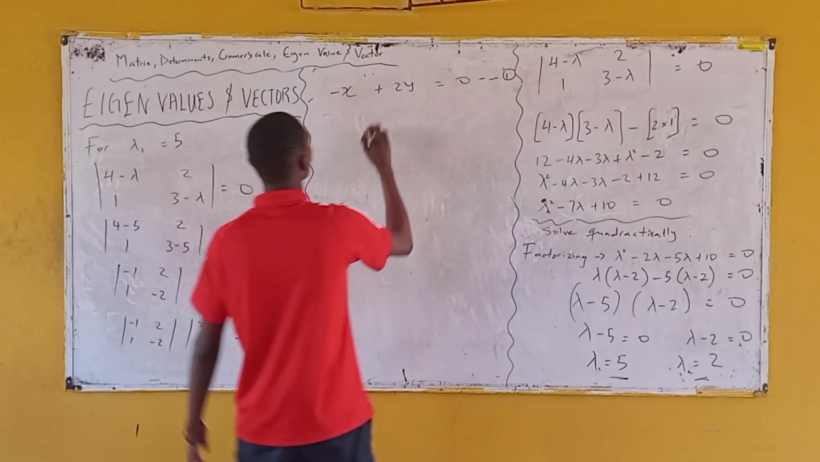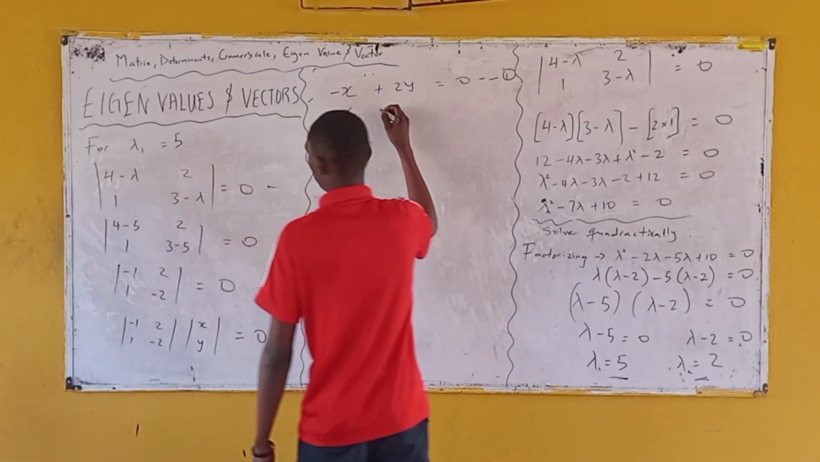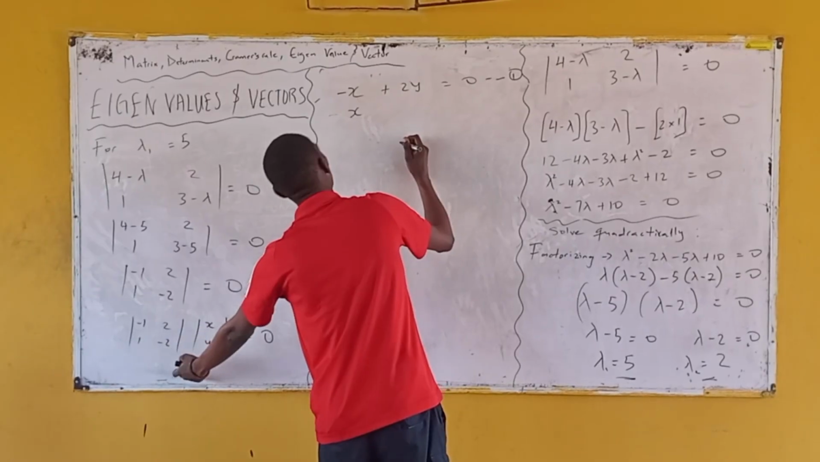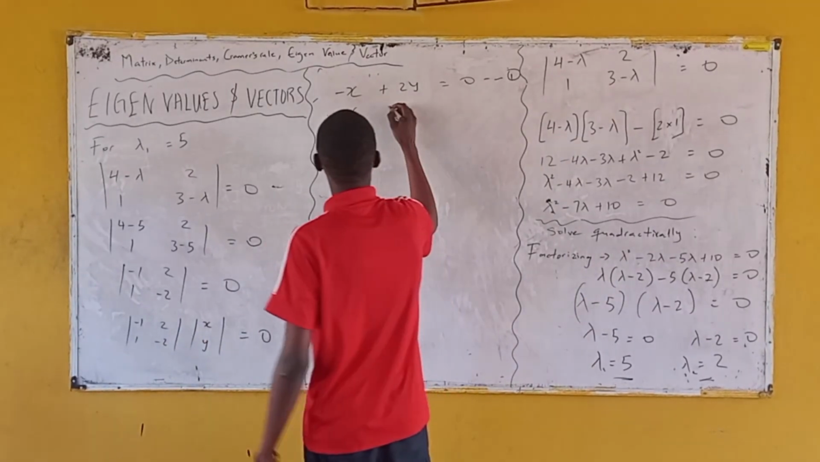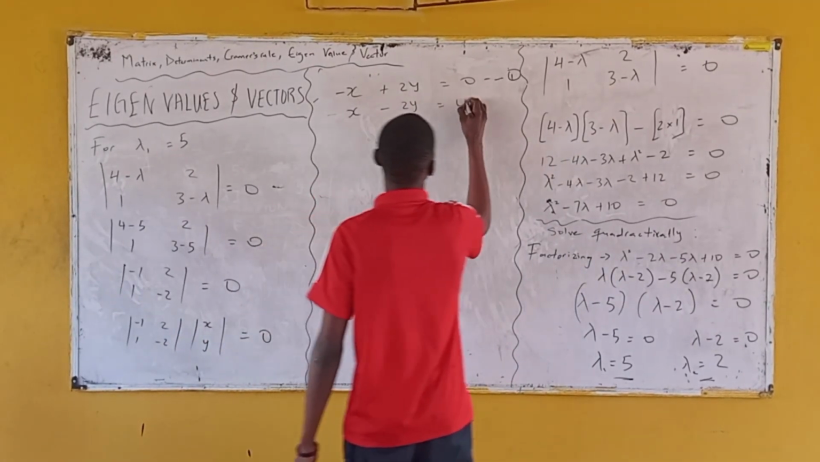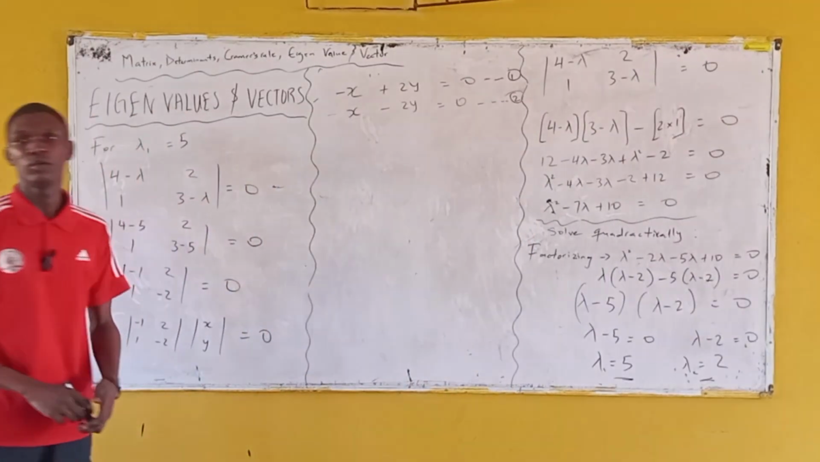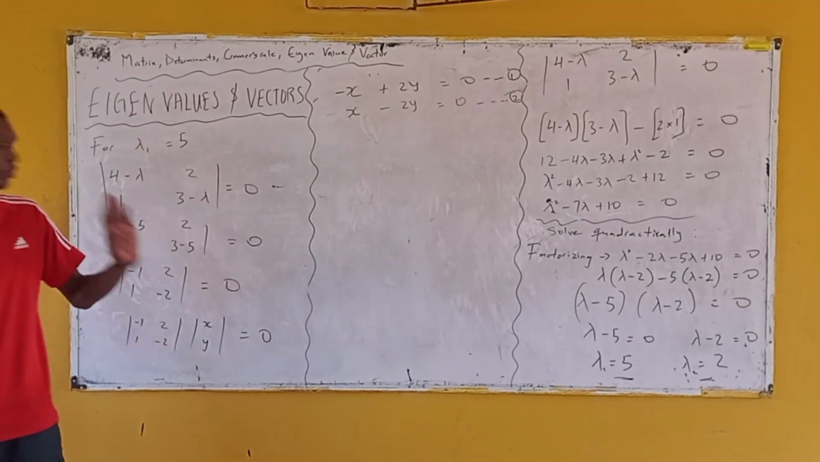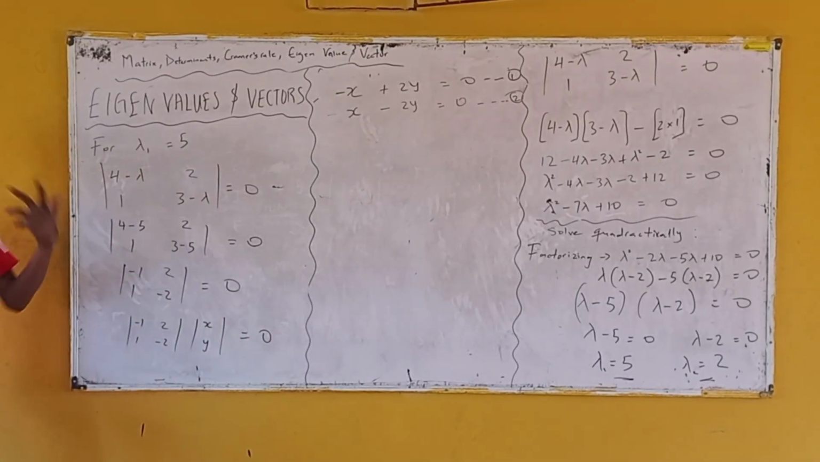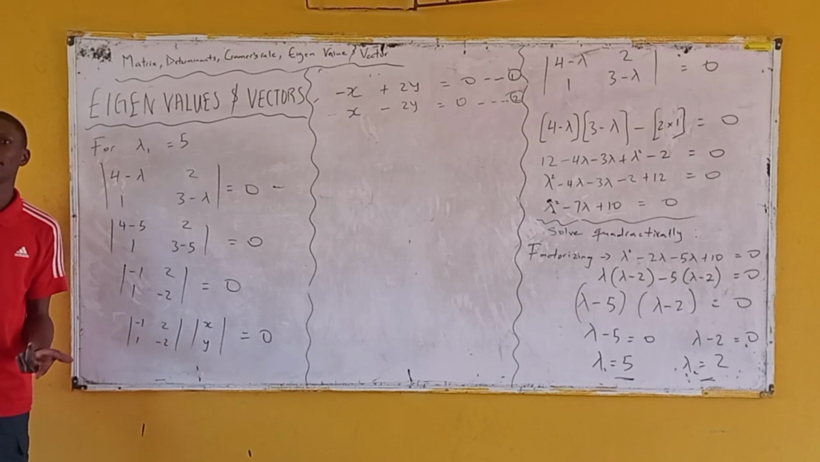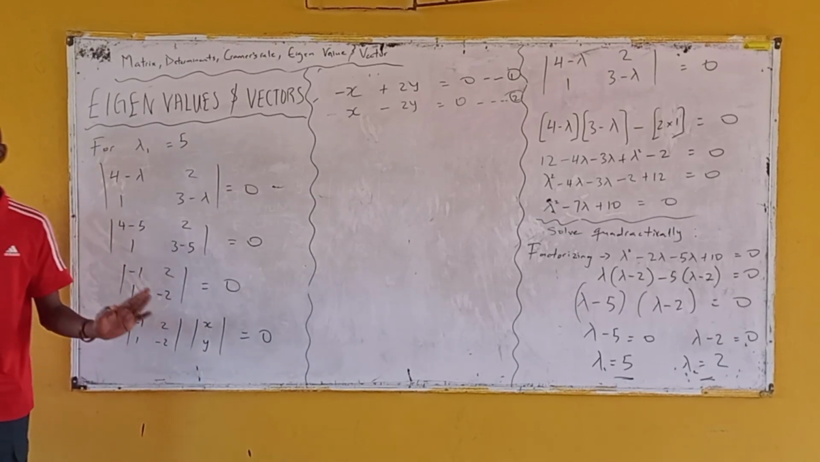Then the next one: 1 times x is x, then minus 2 times y is minus 2y, to be equal to 0. Equation 2. Alright? Are we good? From this extent, I said you should introduce x and y. Introduce x and y.